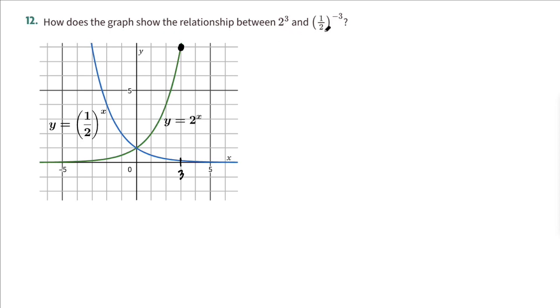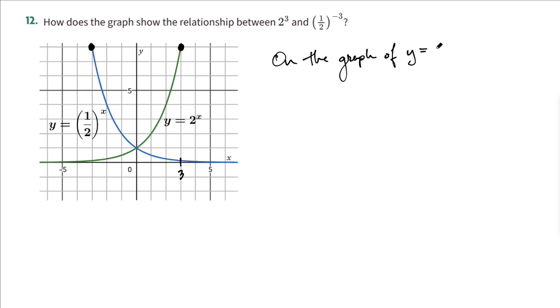Now 1/2 to the -3, if we look at the graph of 1/2 to the x, every point on this blue graph represents a point of 1/2 raised to some power. And so we're raising to the -3. So if we go over to -3 and go to the y value, we have that point right there. And that y value is a representation of the 1/2 to the -3.